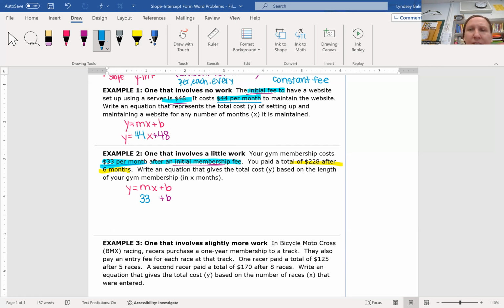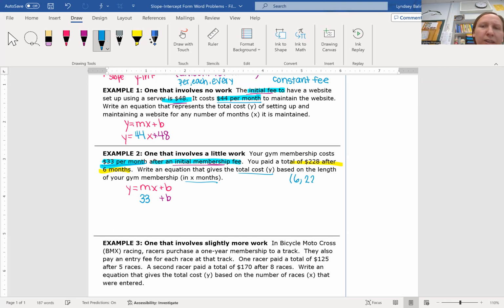In one of our other questions that we've done, we would have an ordered pair to plug in, okay, for our x and our y, and we would temporarily plug them in to figure out the missing b. So essentially that's what's happening here. Just we have to figure out the words and to tell us where to put stuff. So we know y is our total cost, and our x is the length of the gym membership in x months. So if I'm looking at that part that I highlighted in yellow, if it's $228 after 6 months, that means my ordered pair is really 6 months because x is our months.